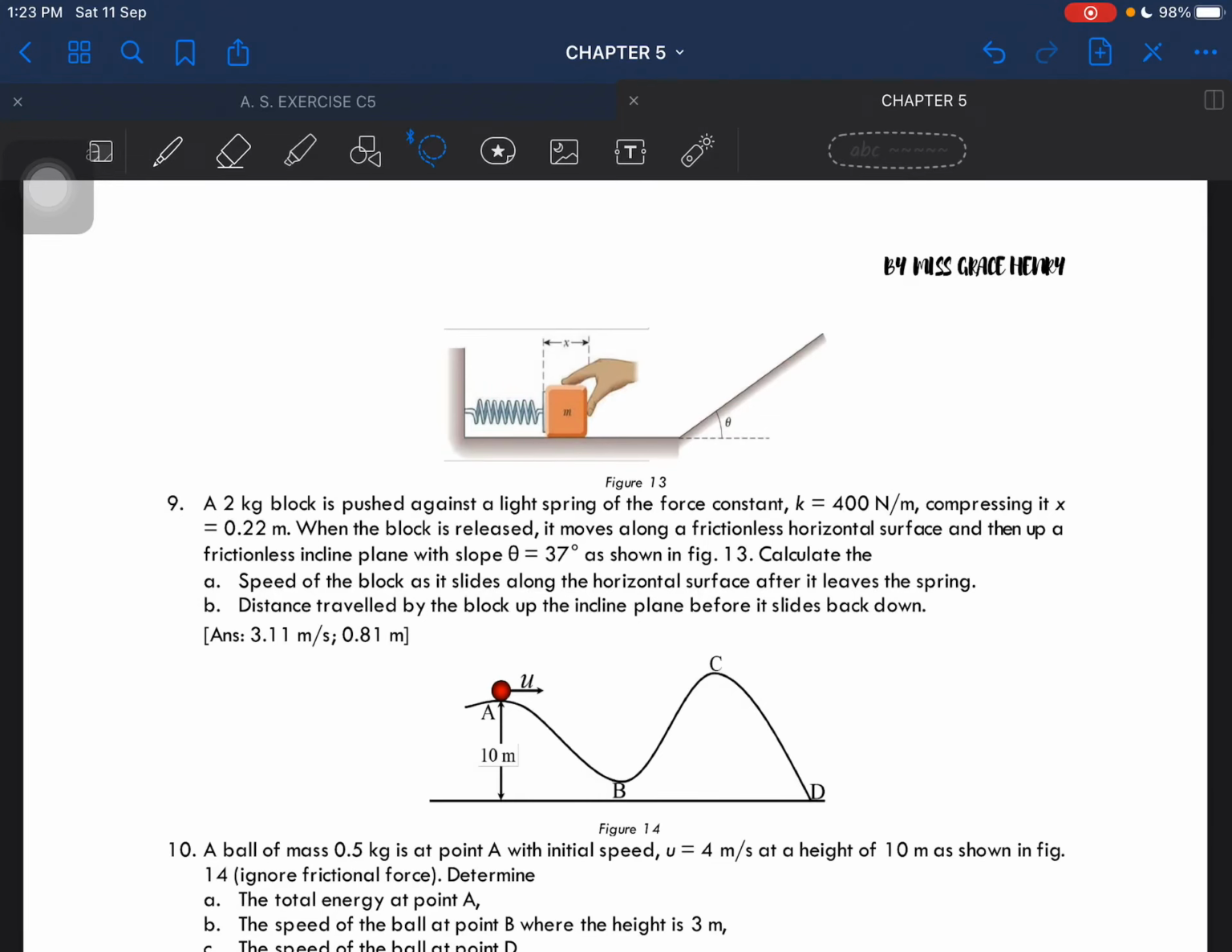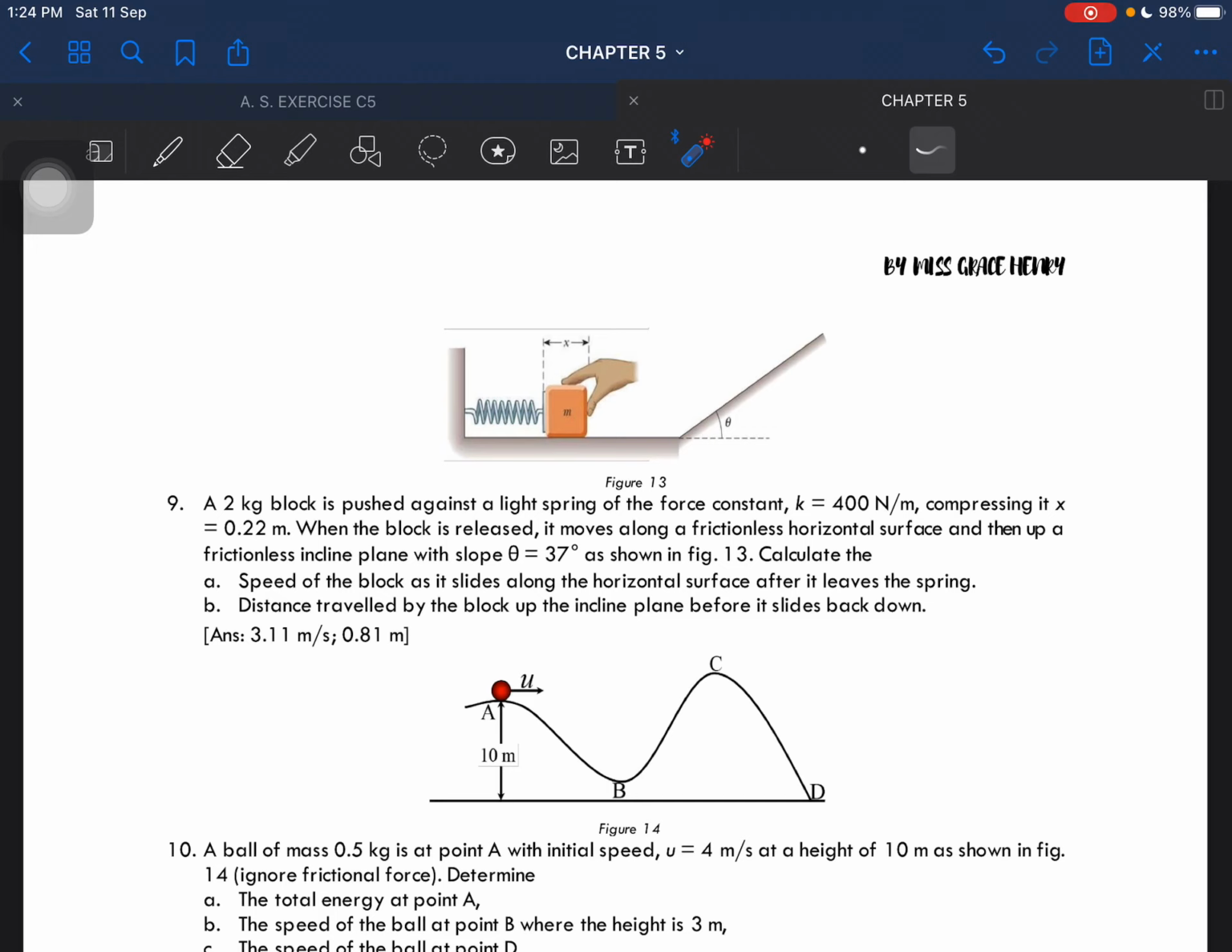Right, question number 9. A 2 kilogram block is pushed against a light spring of force constant 400 Newton per meter, compressing it to 0.22 meter. When the block is released, it moves along a frictionless horizontal surface and then up a frictionless inclined plane with slope 37 degrees. Calculate the speed of the block as it slides along the horizontal surface after it leaves the spring, and then the distance traveled by the block up the inclined plane before it slides back down.